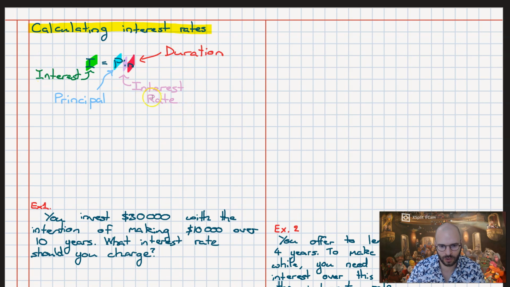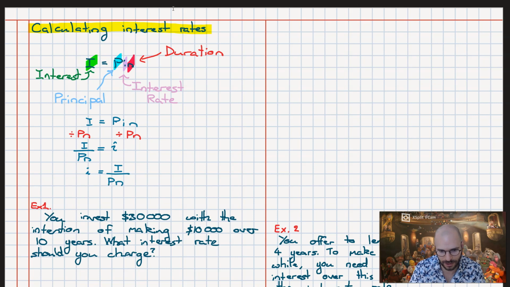Now, to be able to calculate interest rates using this formula, we start off by writing out the formula once again. So we go I equals PRN, principal times interest rate times duration. After that, we need to divide both sides of the equation by the principal and the duration. The reason for this is we want to make the interest rate the subject of the equation. Doing this manipulation, we get capital I divided by P times N is equal to little i, which is the interest rate, is equal to the interest amount divided by the principal multiplied by the duration.